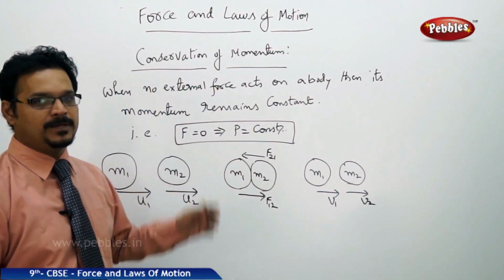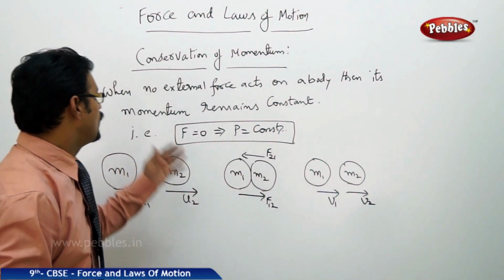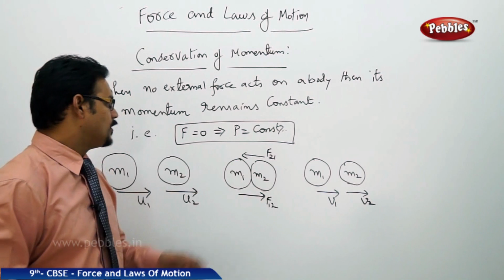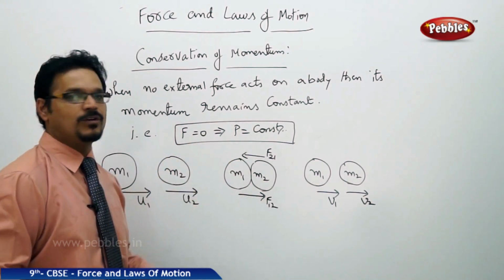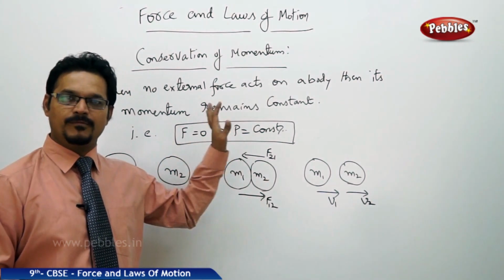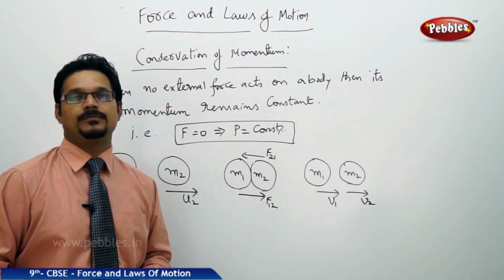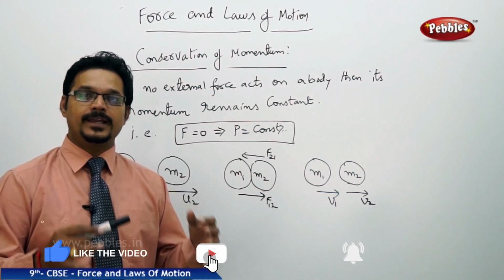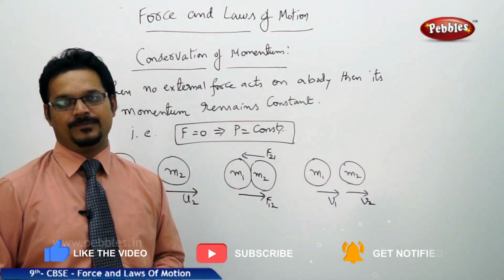So if you see the statements on the board, when no external force acts on a body, then its momentum remains constant. F equal to 0 implies p equal to constant. This is the main statement of conservation of momentum. But conservation of momentum is very popular in the case called collisions.